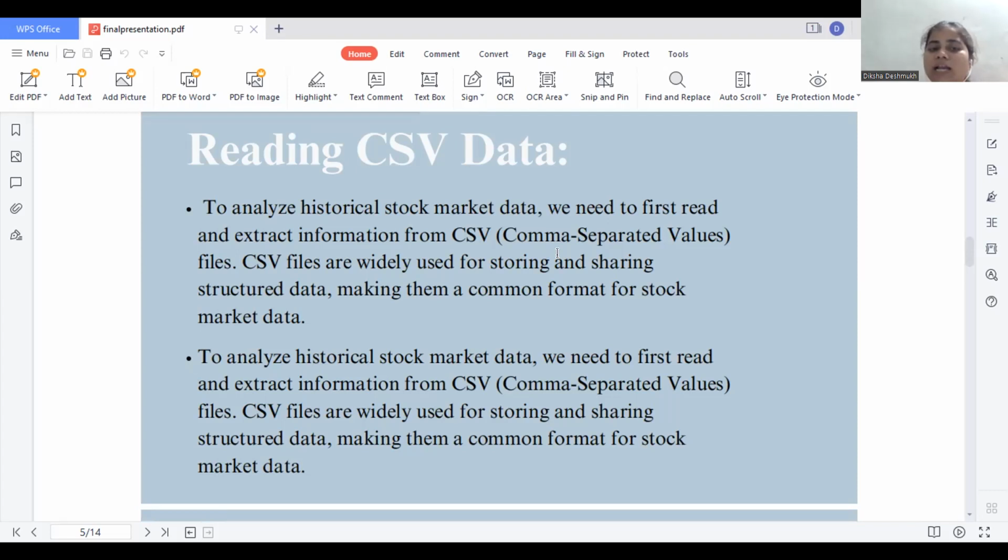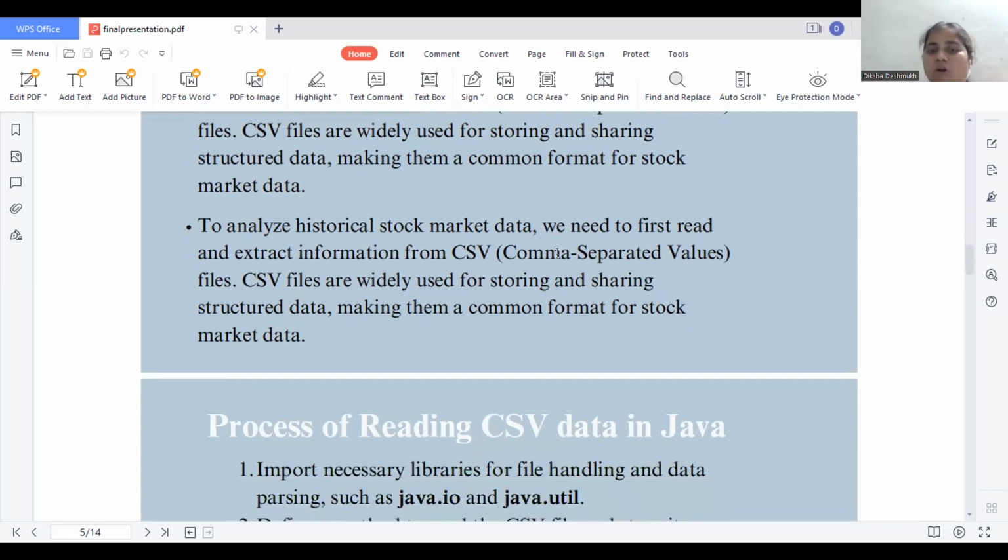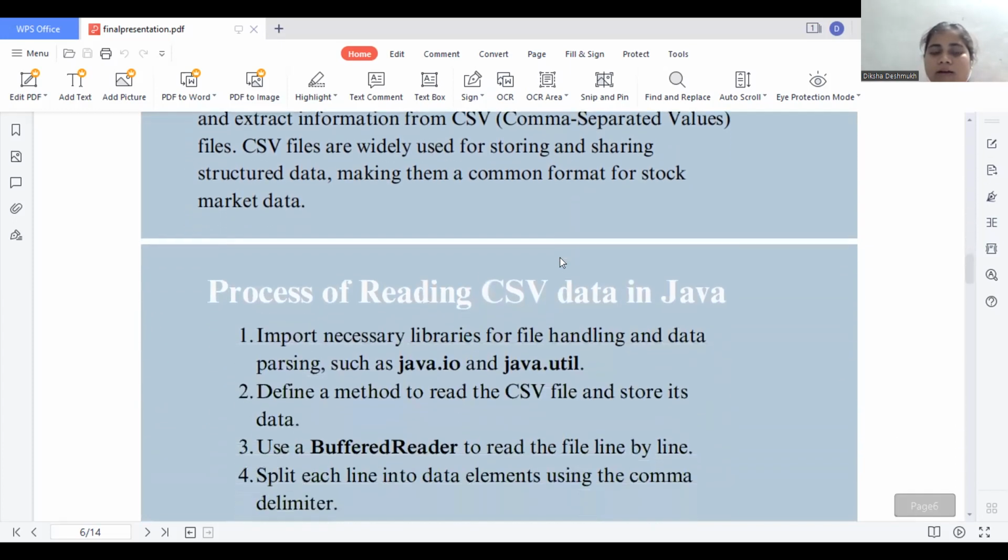CSV files are widely used for storing and sharing structured data, making them a common format for stock market data. It is the basis for analyzing historical data through CSV files. And in the second point, to analyze historical market data, we have to first read it, and CSV is widely used for storing and sharing a common format for stock market data.